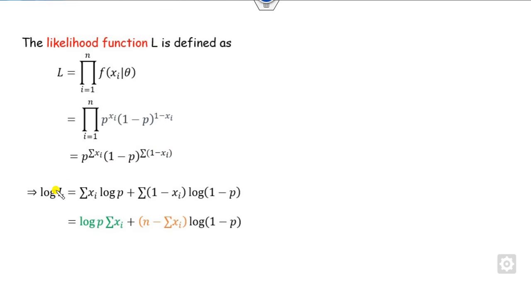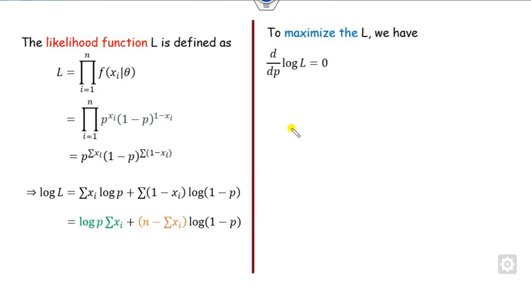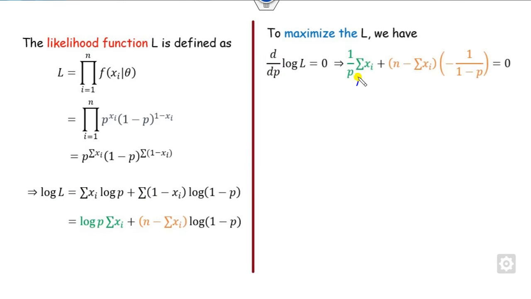You can take a logarithm of this, log of this plus log of this. So you can take the power outside and so on. Now for the maximization, your target is to take the derivative as 0. So what is the derivative with respect to p? This part is a constant, so this is nothing but 1 by p and so on.